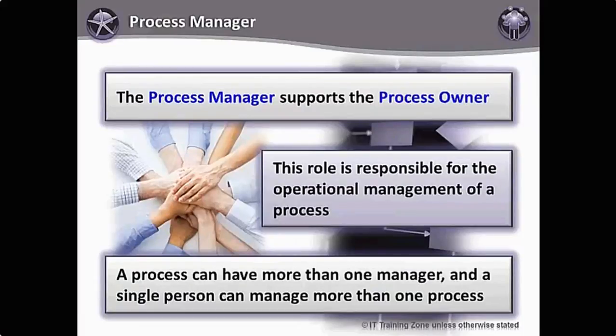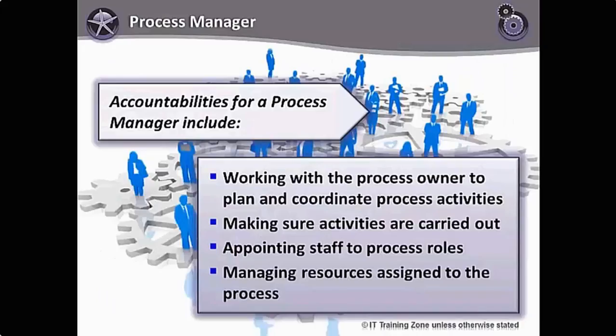Supporting the process owner will be the process manager role. This role is responsible for the operational management of a process. It's possible to have more than one manager per process in larger organizations. It's also possible to combine the process owner and process manager roles in smaller organizations. Accountabilities for a process manager include: working with a process owner to plan and coordinate process activities, making sure activities are carried out, appointing staff to process roles, and managing resources assigned to the process.